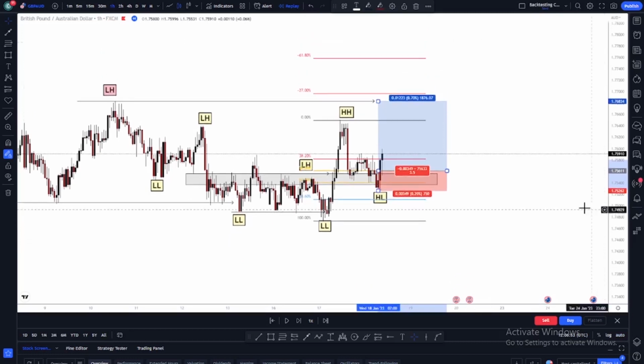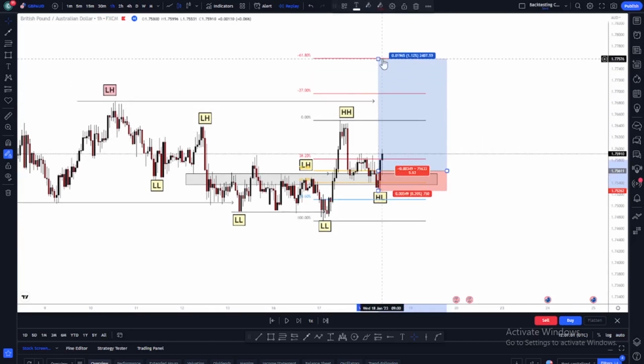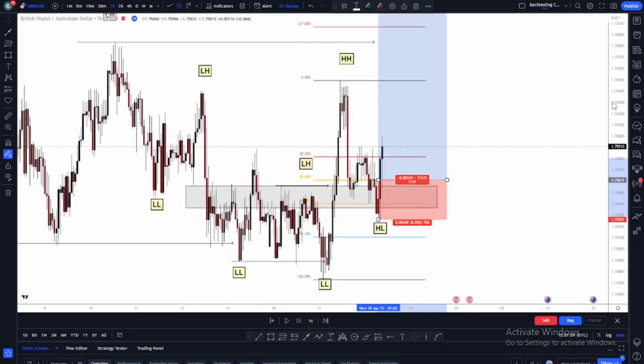In case price is able to close above the H4's lower high, then we are heading up to where? To our negative 61.8%. That will be our third take profit. As simple as that.